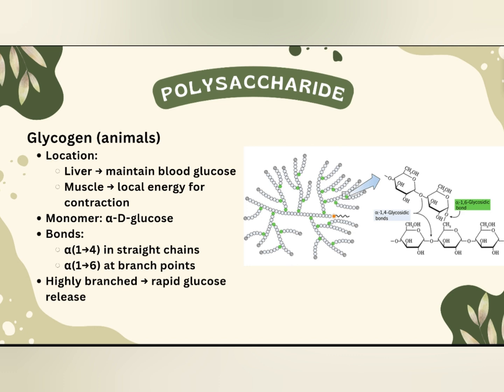The first example is glycogen, which is a storage molecule in animals, usually found in the liver and muscle. The monomer is alpha-D-glucose. Bonds include alpha-1,4 and alpha-1,6, and it is highly branched, which allows rapid glucose release.